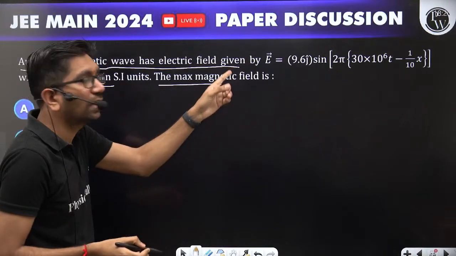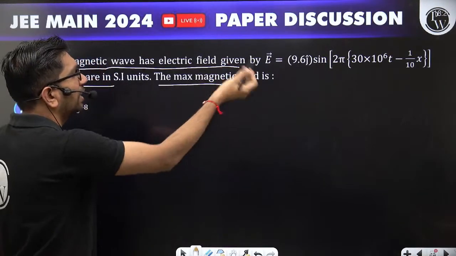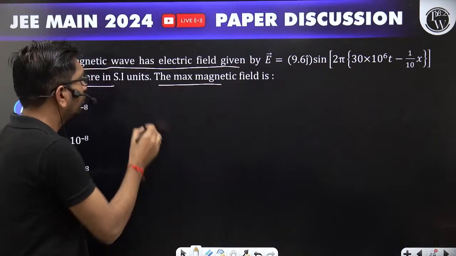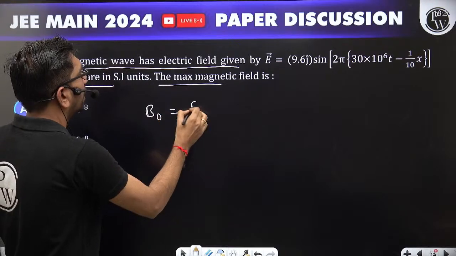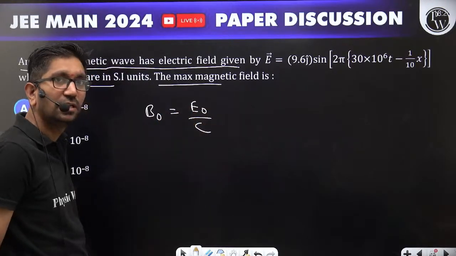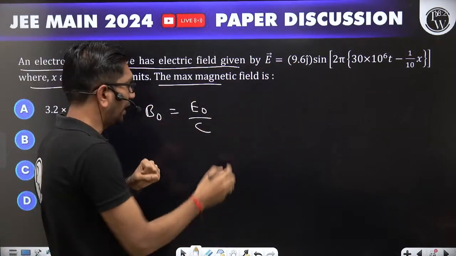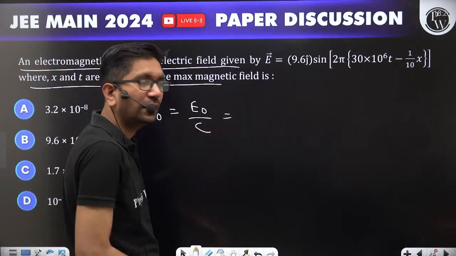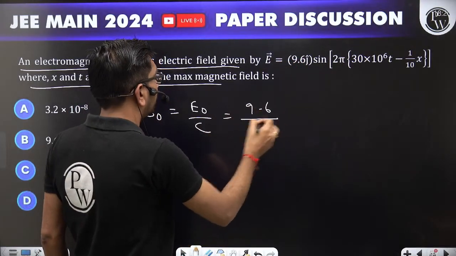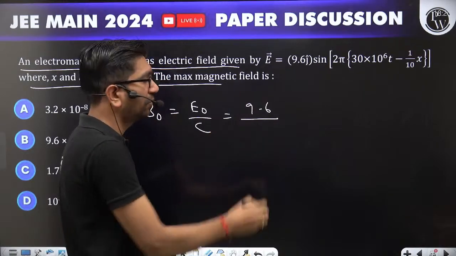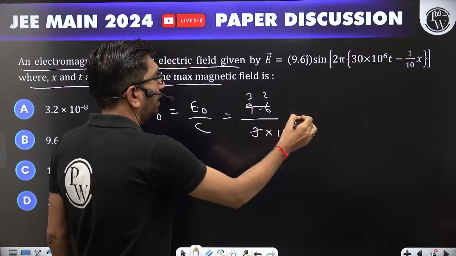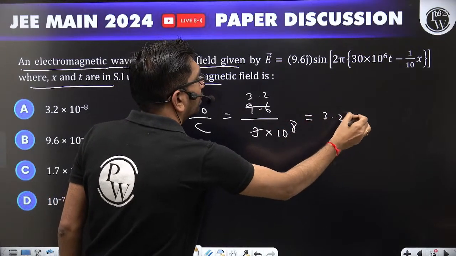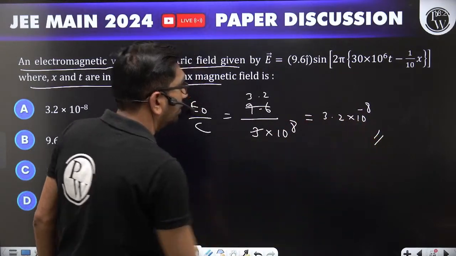We know the relationship between the electric field and the magnetic field, yes? What is the maximum electric field? The magnetic field is what, beta? E naught by C, yes? The E naught value, okay, this is the maximum electric field, right? 9.6 by C, the speed of light, everyone knows, 3 into 10 power 8. So 3 3s are 9, 3 2s are 6, okay? So finally we got 3.2 into 10 power minus 8, okay?